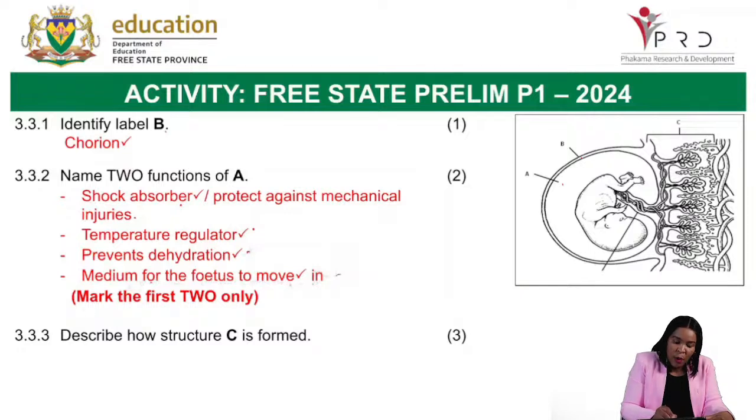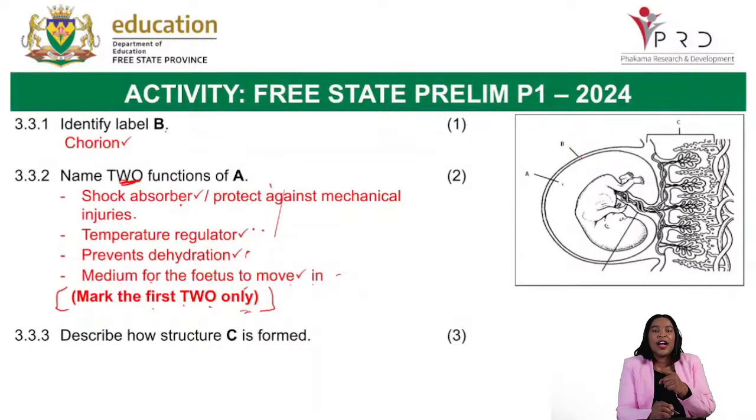So when you see this in a marking guideline, when it says mark the first two only, you were asked to give 2. So you have given 4. If your first 2 are incorrect and the last 2 are correct, you are going to lose marks because then the marker is going to mark only the first 2. So be careful of writing many answers when you are asked for 2, because then you might start with the wrong ones and end with the correct ones and then lose marks.